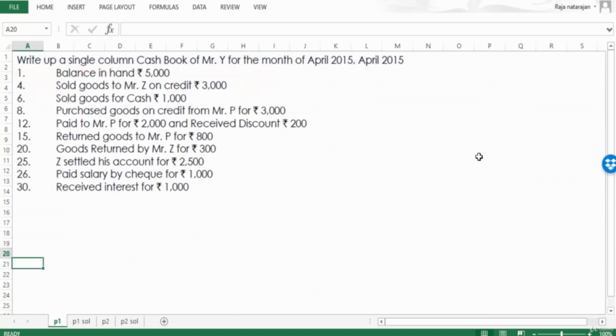Then on 4th they've sold goods on credit to Mr. Z, rupees 3,000. This is a credit sale, no cash is involved, so this will not affect the cash book. Whereas on 6th there is a cash sale. So if there is a cash sale, cash is coming in, debit what comes in, cash account debit, and credit will go to sales account.